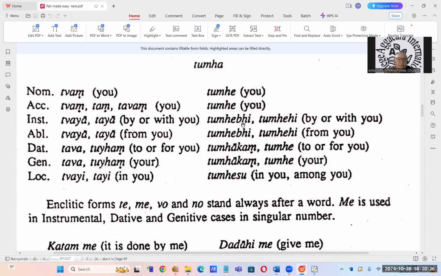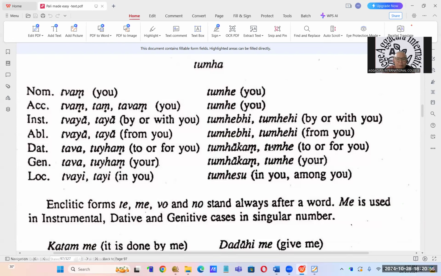So tumhebhi is very easy. Instrumental and ablative always with the bhi and hi. So literally tumhe, you just put the bhi and hi. That's all. So by, from you. So dative is another, tava, right? And this is, I don't know how you pronounce it, tuyhaṃ. You have to ask a Sri Lankan, because for Sri Lankans their Pali is actually nearer. In Burmese they don't pronounce this. They pronounce it in a different way.